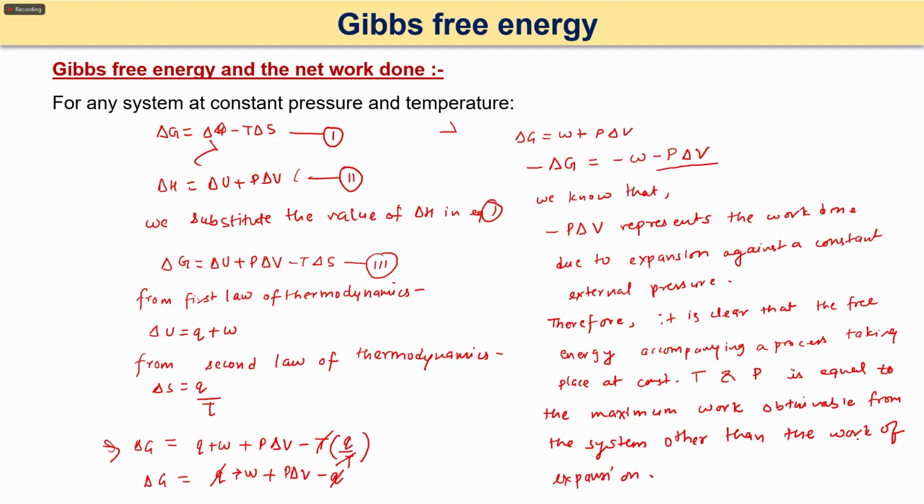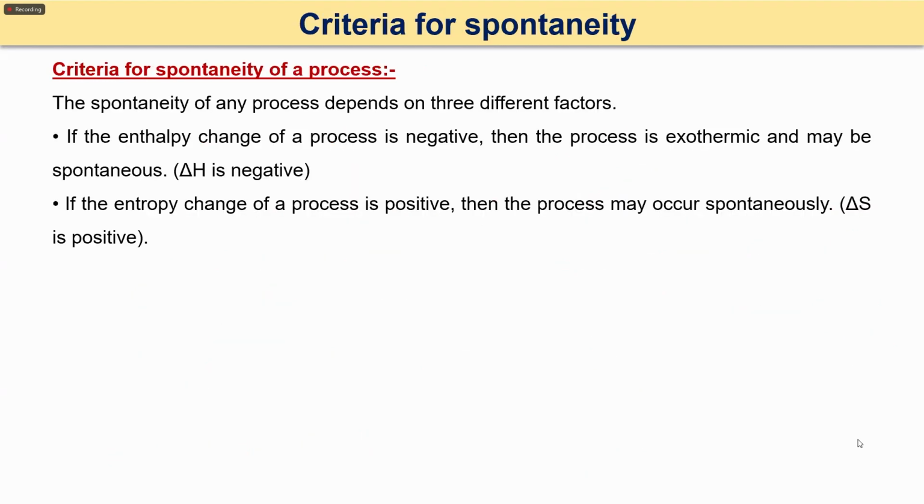Okay, so this is the chemistry of energy and the network journey. Now let us study the criteria for the spontaneity of a process. So, what is the criteria for a process to be spontaneous? The spontaneity of any process depends on three different factors.